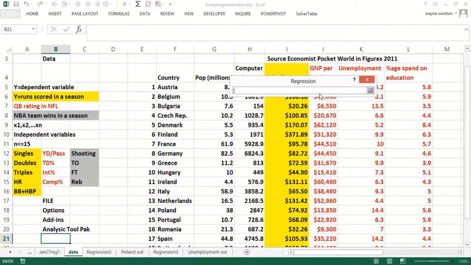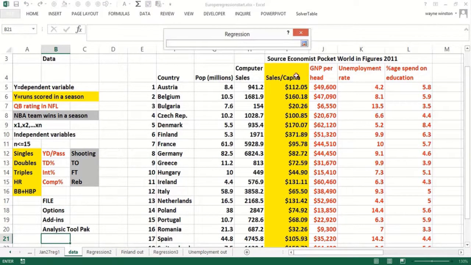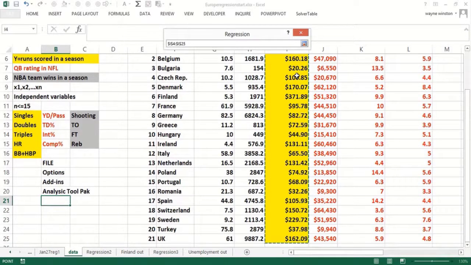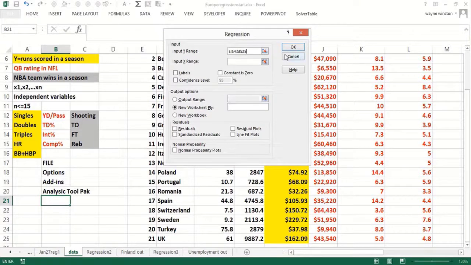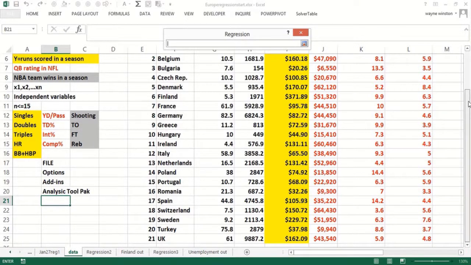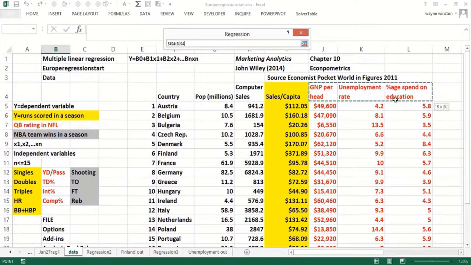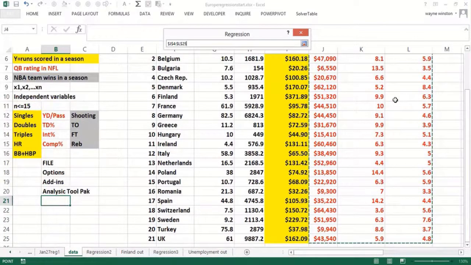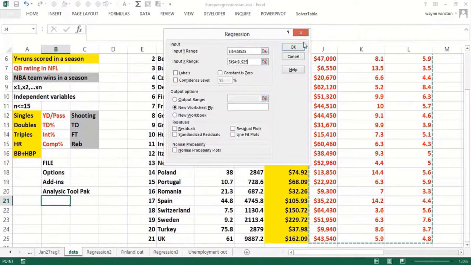Now the Y range is going to be, I hit the little button to shrink the dialog box, the sales per capita. The X range is what you're using to make the prediction. So I can click that little button again, and then I click the button to go back to the dialog box. Okay. Now, we have labels in the first row. You need labels or you don't know what your columns are referred to. And the new worksheet, I'm doing this in June, so it'll say June regression 1.